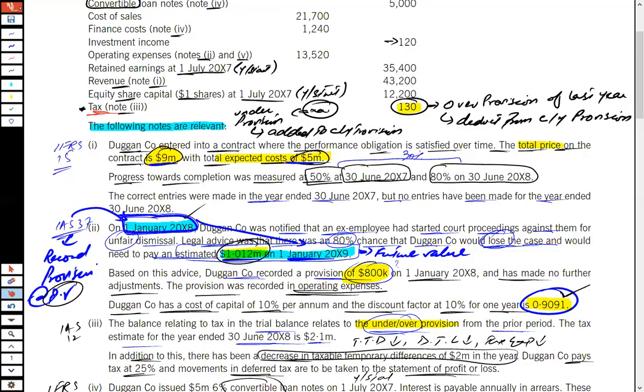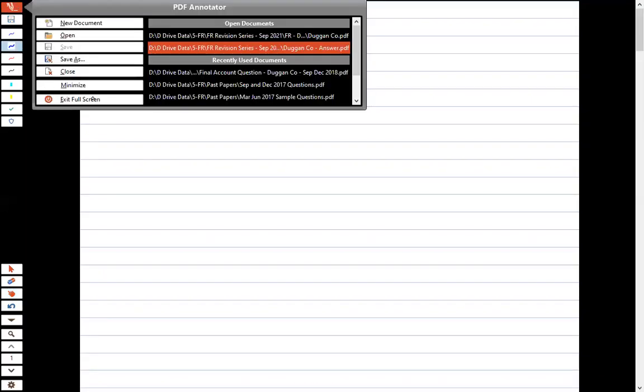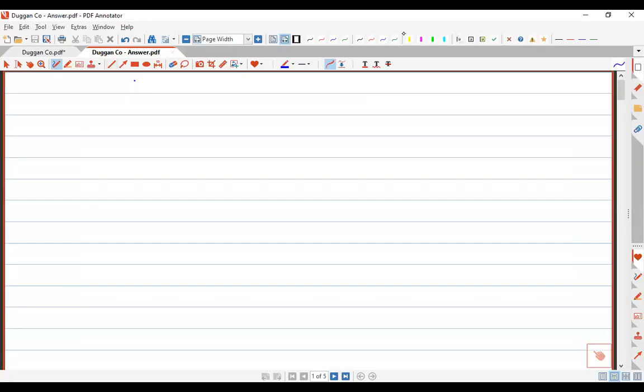So let's start attempting this one. Working 1. And working 1 is for note 1. Note 1 is for IFRS 15.